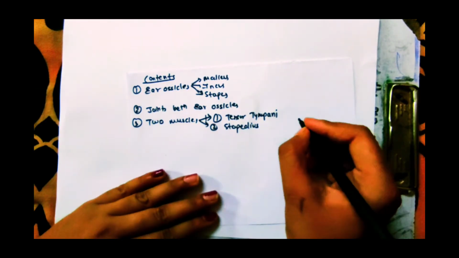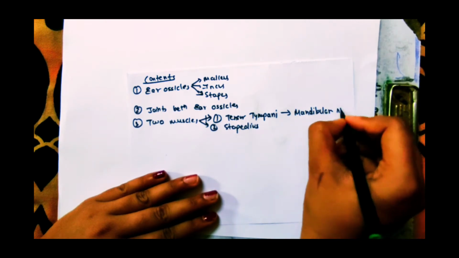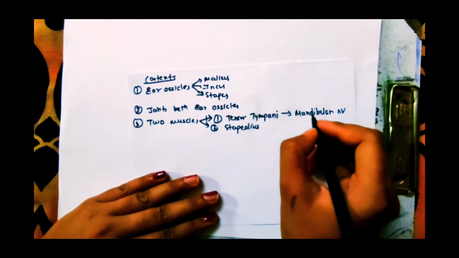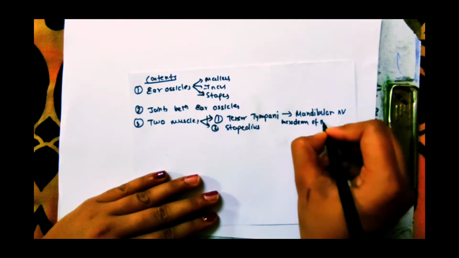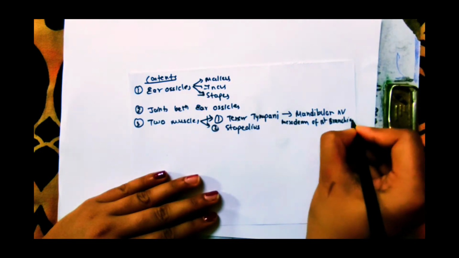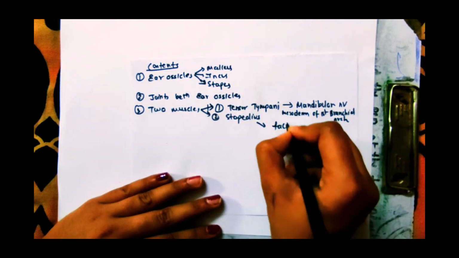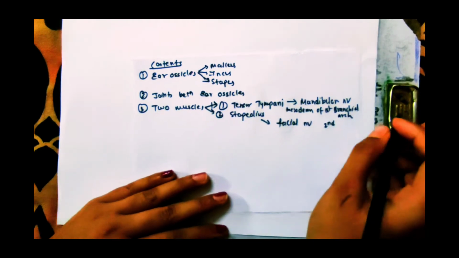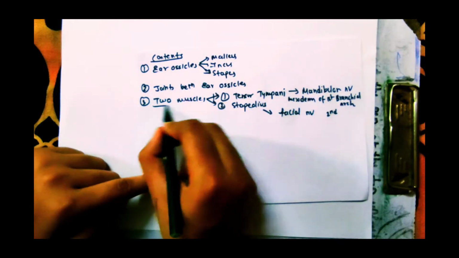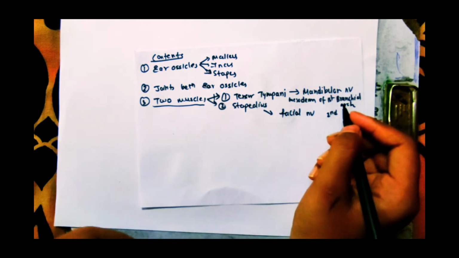This tensor tympani muscle is innervated by the mandibular nerve, and it is developed from the mesoderm of the first branchial arch. This stapedius muscle is innervated by the facial nerve and is developed from the mesoderm of the second branchial arch. These two muscles both act simultaneously to dampen the intensity of a high-pitched sound wave and thus protect the internal ear.